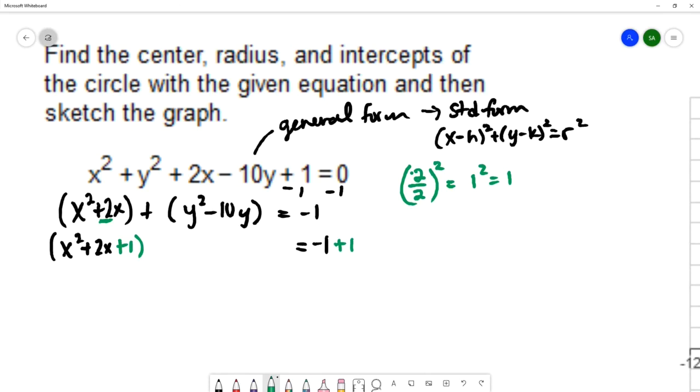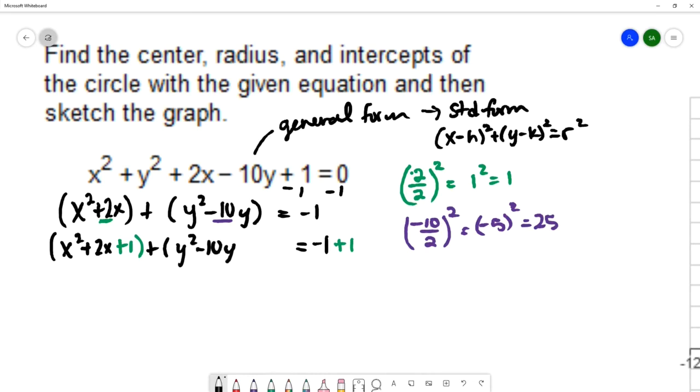Now we're going to do this again with the y group. So we start with the coefficient on the y term, negative 10. We're going to divide that by 2 and square it. Negative 10 over 2 is negative 5, and negative 5 squared is 25. So that gives us our magic number for the y group, and that's going to cause the y group to factor into a perfect square. So in the y group, we're going to add 25. To balance the equation, we'll also add 25 to the right-hand side of the equation.